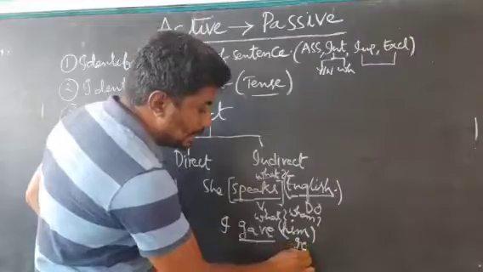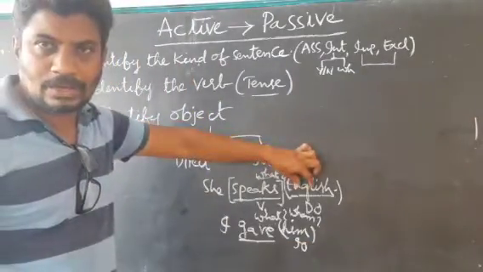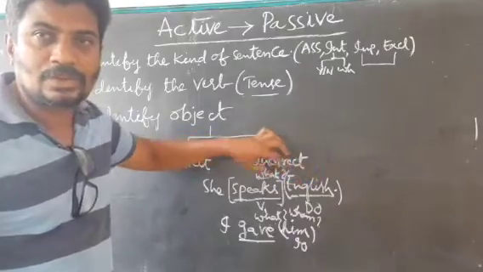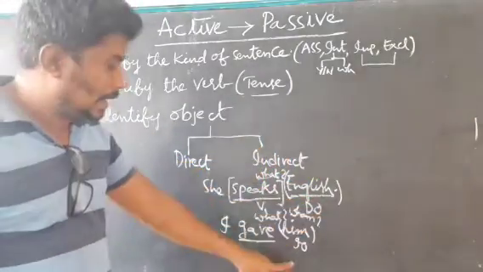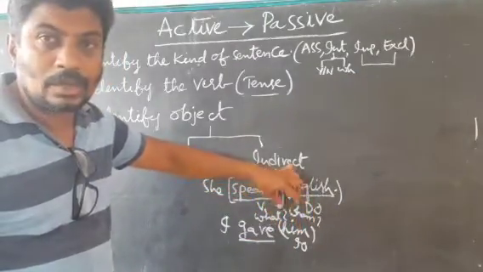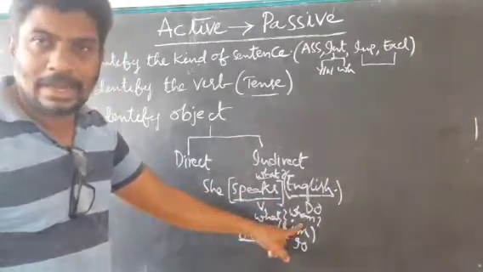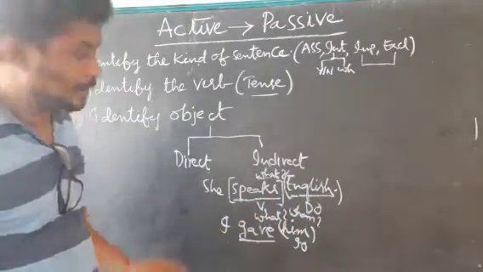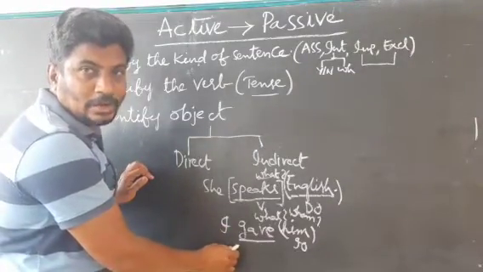This is indirect object. See, in the first sentence you have got a direct object because English is an answer to what. In that sentence there is no indirect object. And in the second sentence, him is an answer to the question whom, not what. Hence it is not a direct object, it is an indirect object. In one sentence we have a direct object and in the other we have an indirect object.